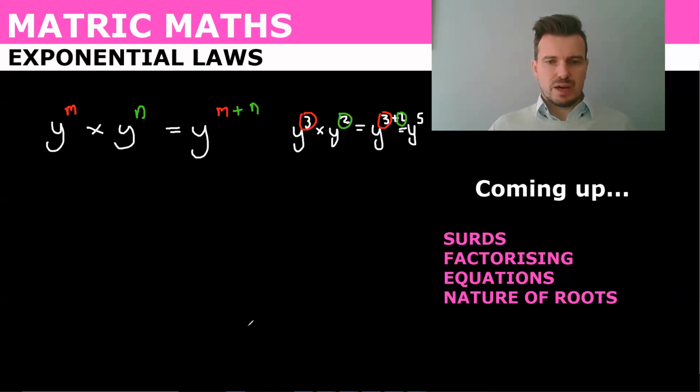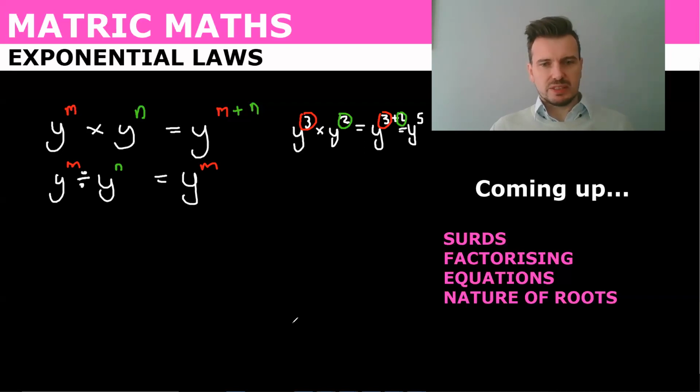Now if we divide, so y to the m divided by y to the n, we simply subtract the exponents. So y to the m divided by y to the n gives y to the m minus n. If we had that same example, y to the 3 divided by y to the 2, we get y to the 1, which you don't write with the 1, you just say y.